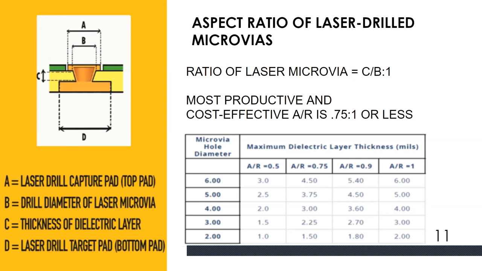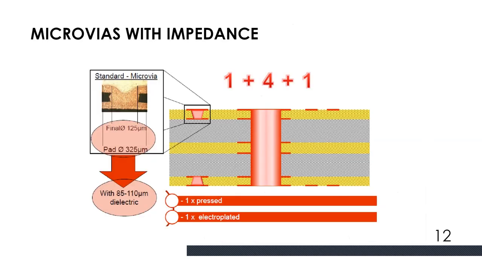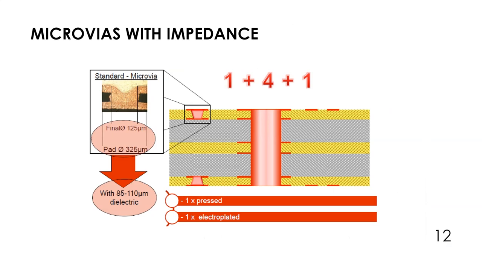So this is a picture of a 1+4+1 structure with microvias on top and bottom. So this is a single lamination cycle, right? Single lamination cycle with a via structure of 125 microns means what? 6 mil. So 6 mil laser drill is there. Pad is around 325. That is the capture pad. And the dielectric length ranges from 85 to 110.